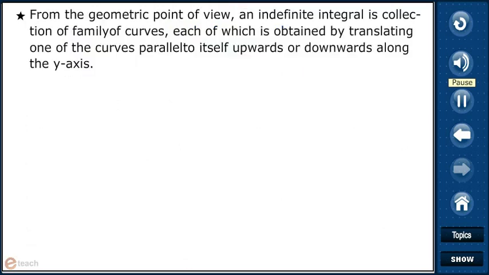From the geometric point of view, an indefinite integral is a collection of a family of curves, each of which is obtained by translating one of the curves parallel to itself upwards or downwards along the y-axis.